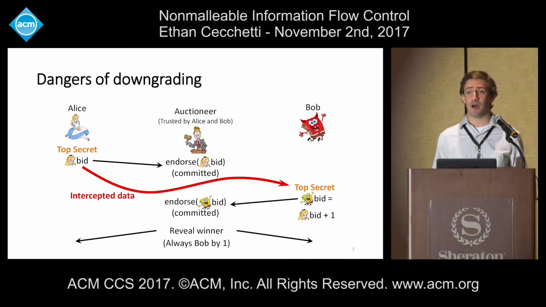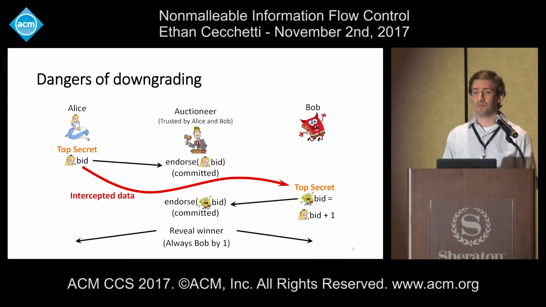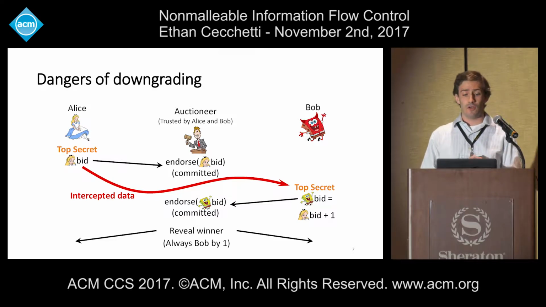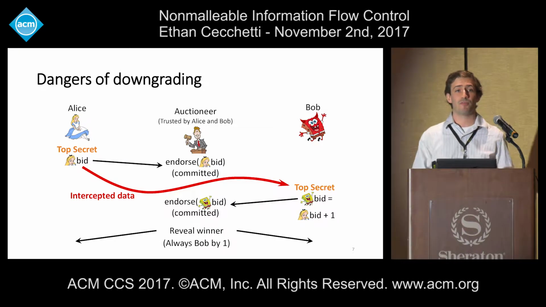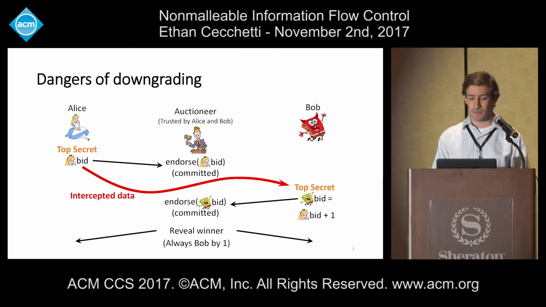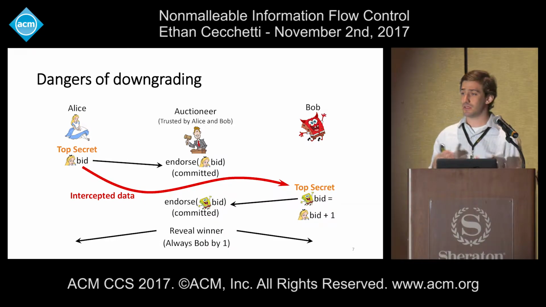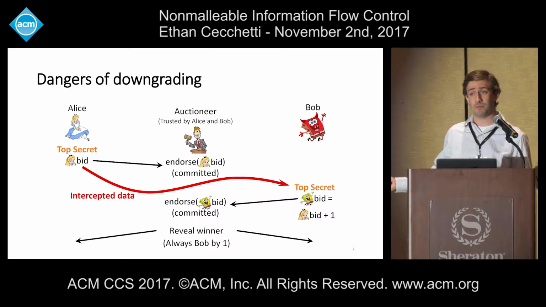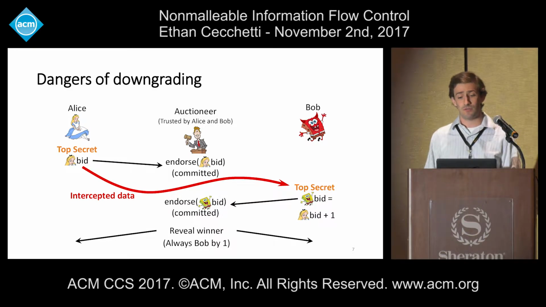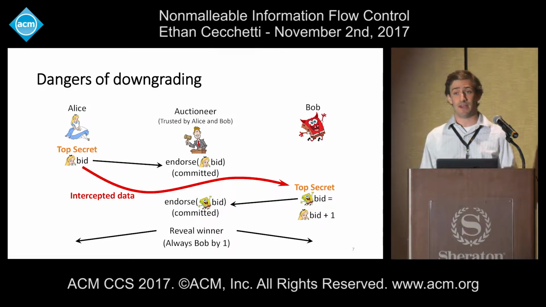So we still have Alice and Bob bidding on some widget, and the auction is being administered by an auctioneer who is trusted by both Alice and Bob. So Alice and Bob trust the auctioneer to act on their behalf and to properly implement their security policies. Alice first determines her bid, which she marks as top secret because this is a sealed bid auction, so she doesn't want Bob to be able to read it. Top secret means that only the auctioneer can read the data.